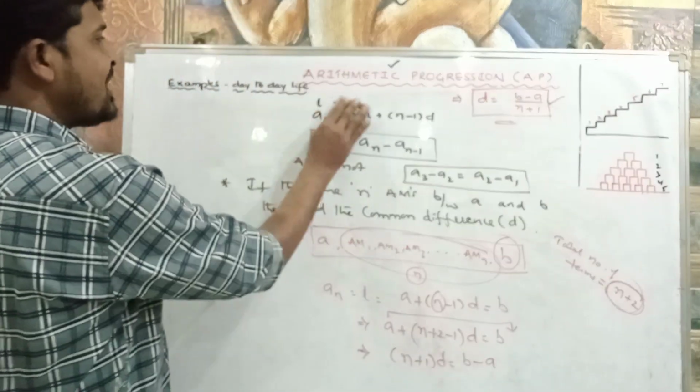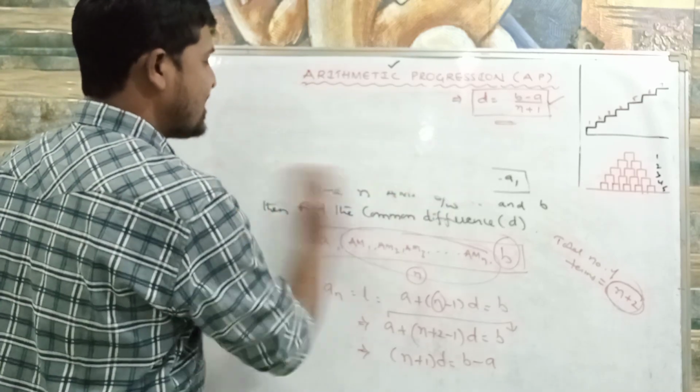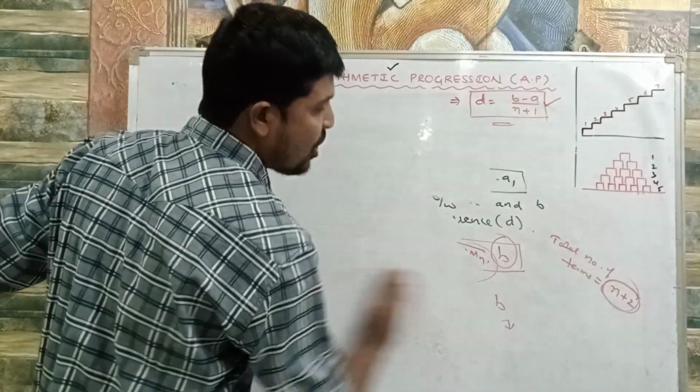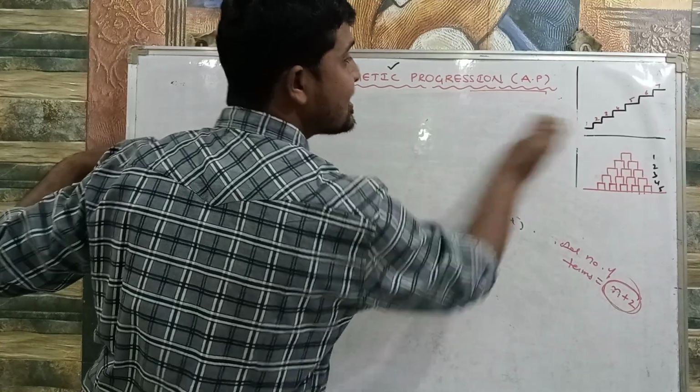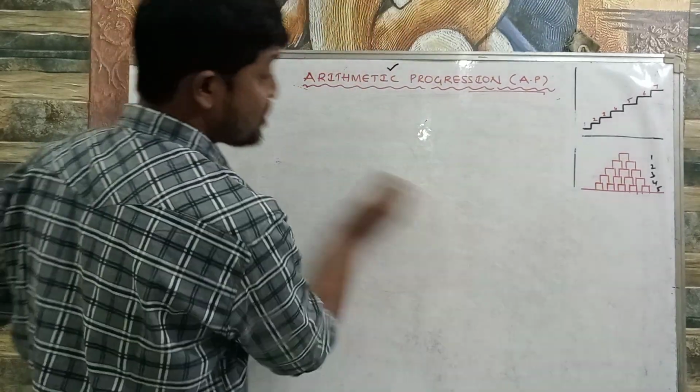Now we are going to see another important aspect of arithmetic progression, that is the sum to n terms of an arithmetic progression. What is the sum to n terms? Sum to n terms of an arithmetic progression.